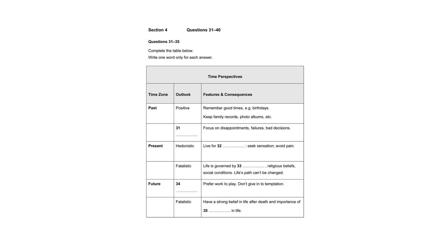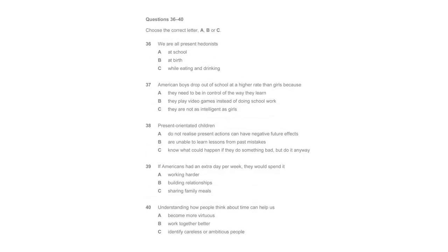Looking at the future time zone, we can see that people classified as future active are the planners and go-getters. They work rather than play and resist temptation. Decisions are made based on potential consequences, not on the experience itself. A second future-orientated perspective, future fatalistic, is driven by the certainty of life after death and some kind of a judgment day when they will be assessed on how virtuously they have lived and what success they have had in their lives. Okay. Let's move on.